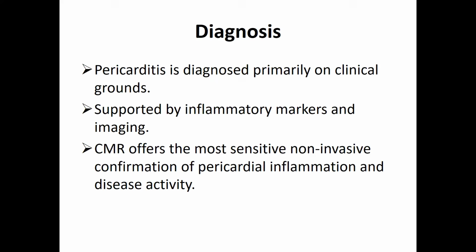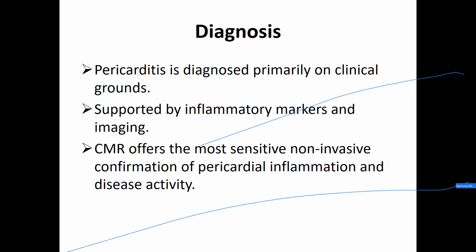The diagnosis of pericarditis is primarily made on clinical grounds. This is very important. So usually the diagnosis is clinical. It's not imaging, it's not echo, it's not MRI, it's a clinical diagnosis. This is usually supported by raised inflammatory markers like CRP and ESR and high leukocytes. It can also be supported by imaging like echocardiography. CMR is not always indicated.